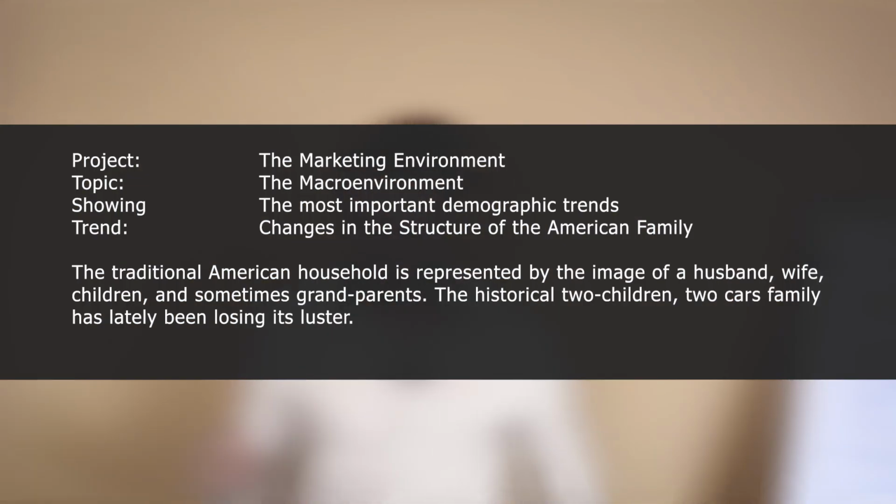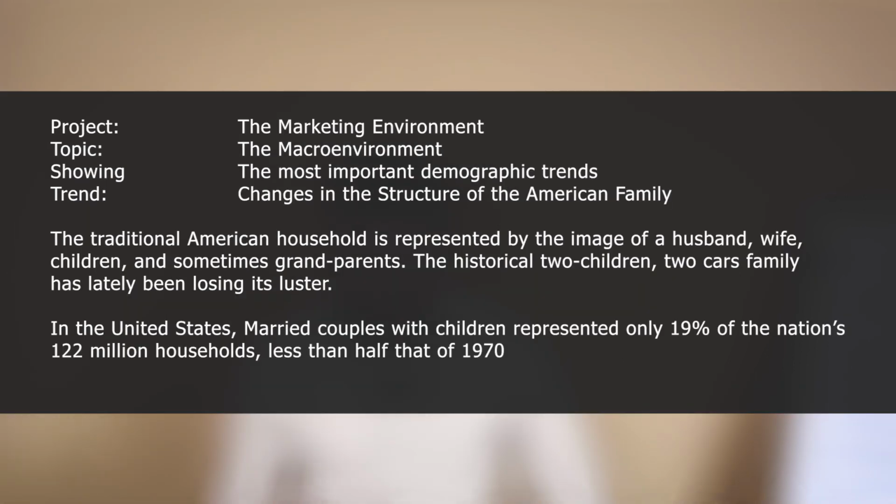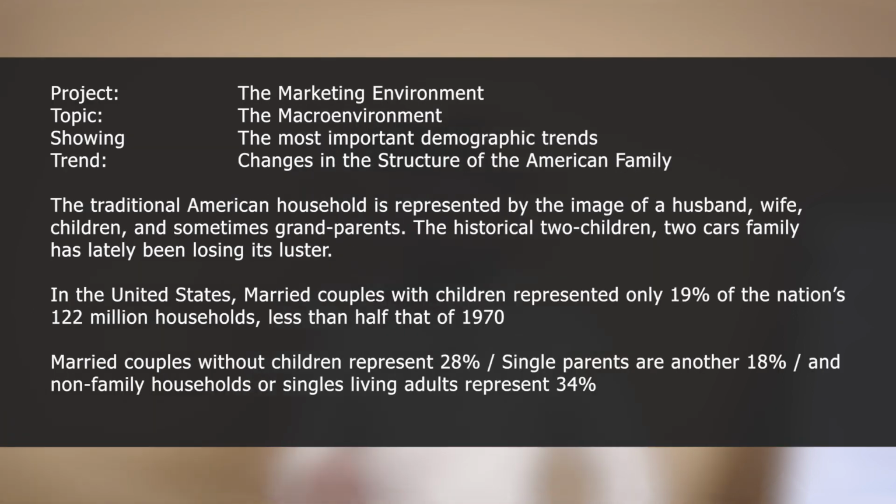The traditional American household is represented by the image of a husband, wife, children and sometimes grandparents. The historical 2 children, 2 cars family has lately been losing its luster. In the United States, married couples with children represent only 19% of the nation's 122 million households, which is less than half that of 1970. Married couples without children represent 28%. Single parents are another 18%, and non-family households or living-alone adults represent 34%.